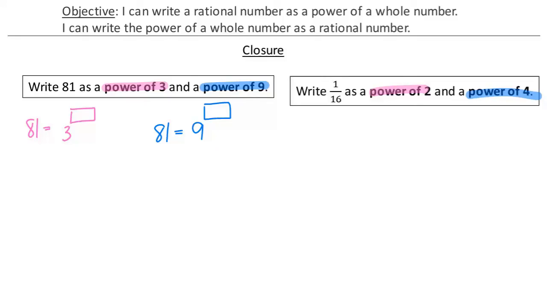So 1/16 is 2 to the what power? And 1/16 can also be written as 4 to the what power? So go ahead and see if you guys can get those 4.